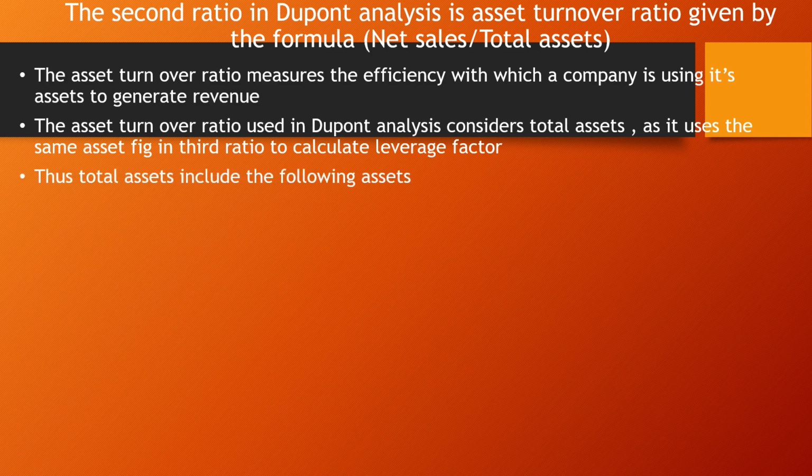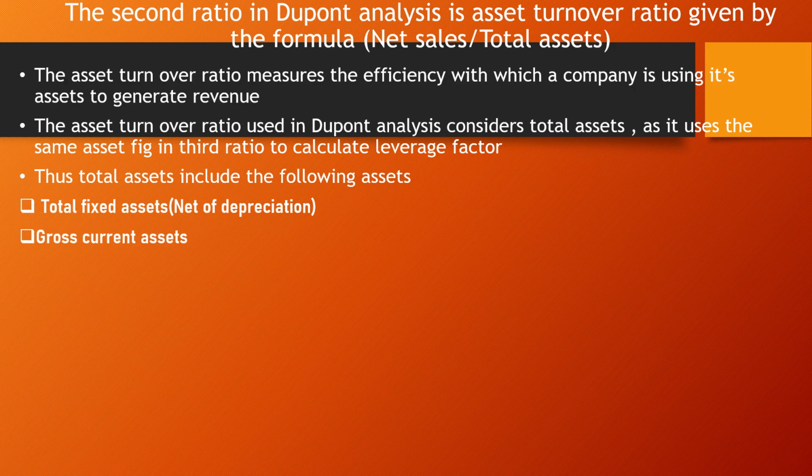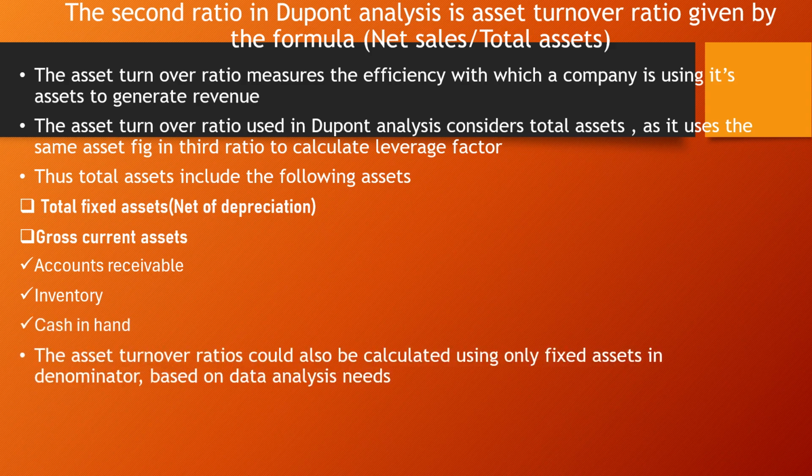The total assets include the following assets: total fixed assets net of depreciation, gross current assets, which comprise the following, that is accounts receivables, inventory, and the cash in hand. The asset turnover ratios could also be calculated using only fixed assets in the denominator based on the data analysis needs of the company.